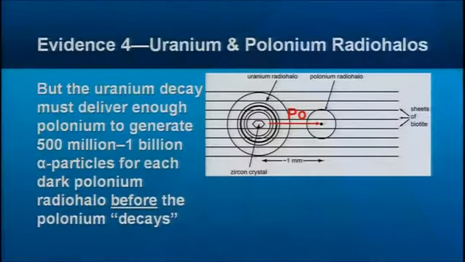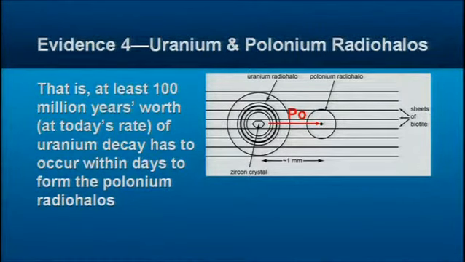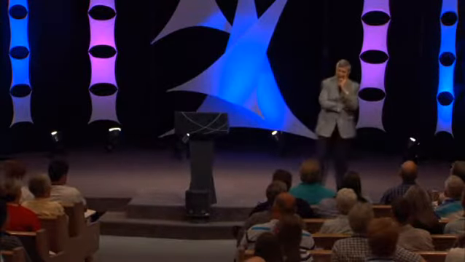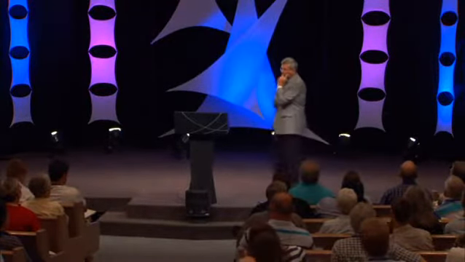The uranium must deliver enough polonium to generate 500 million to 1 billion alpha particles for each dark polonium radiohalo before the polonium decays. Okay, but what's the rate of decay of these polonium isotopes? Polonium-218 is 3.1 minutes. Polonium-214 is 164 microseconds. You blink and it's gone. And polonium-210 was 138 days.